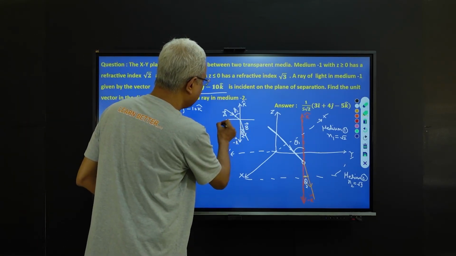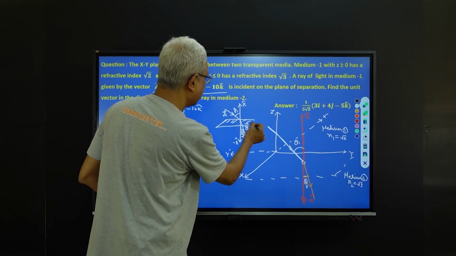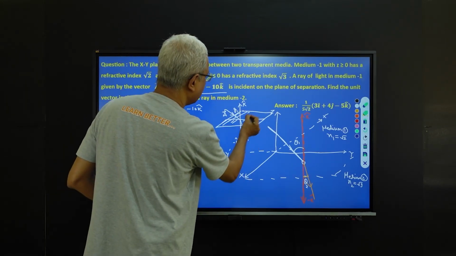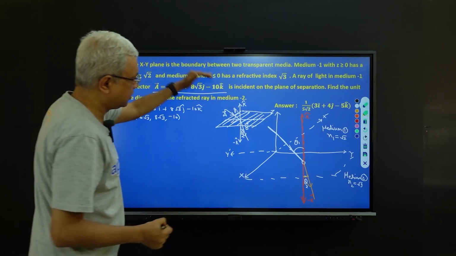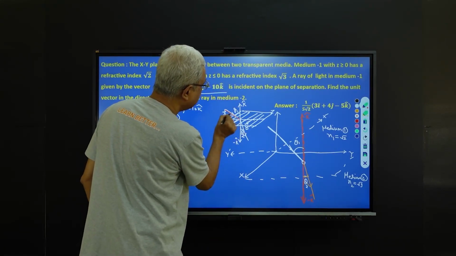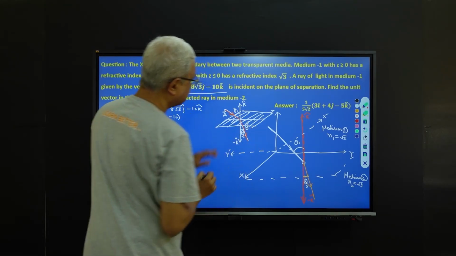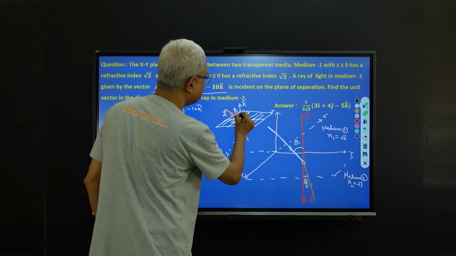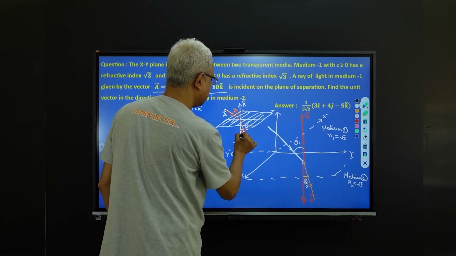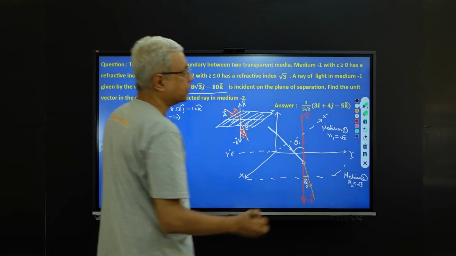This surface is the xy plane. On the xy plane, the ray is incident. Let me use a different color. It is like this. This is the angle of incidence, this is the angle of refraction. This is theta 1, this is theta 2. I hope the drawing is clear.